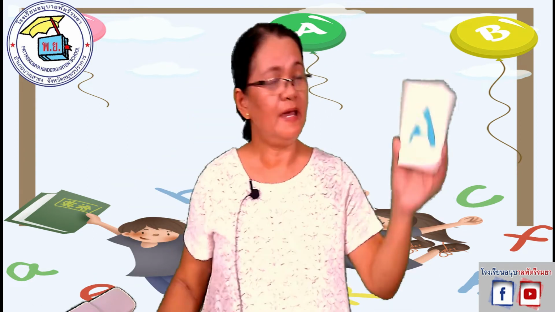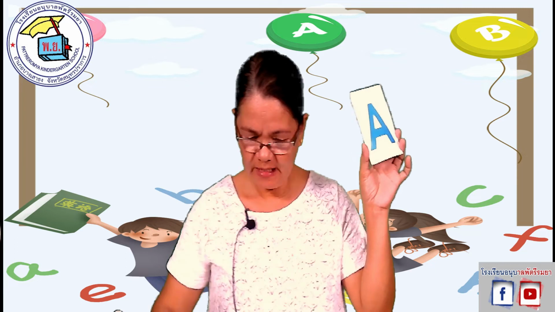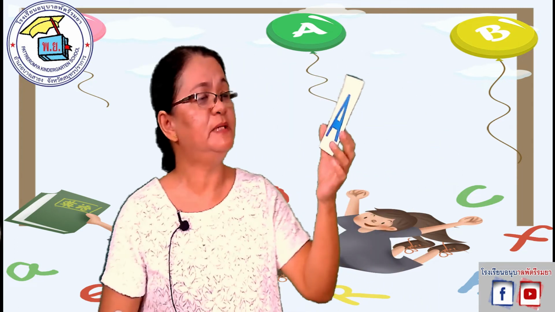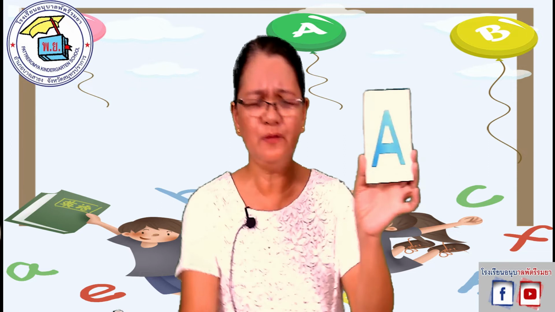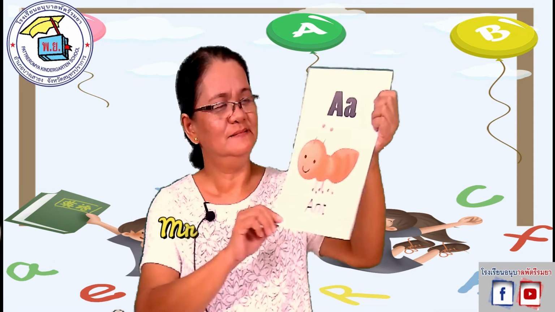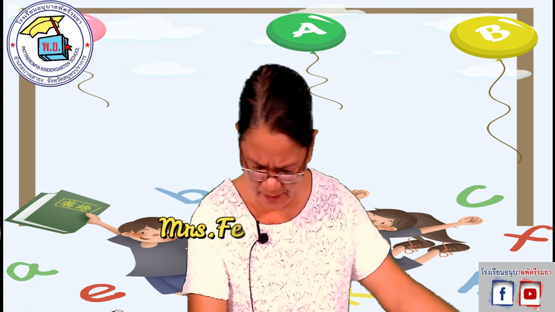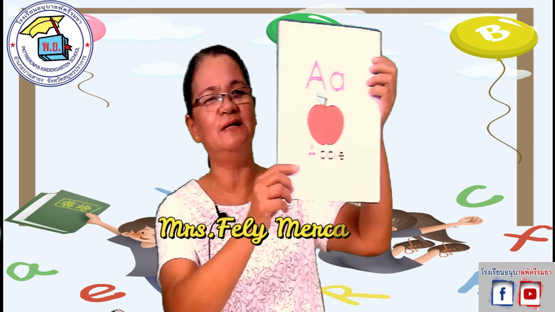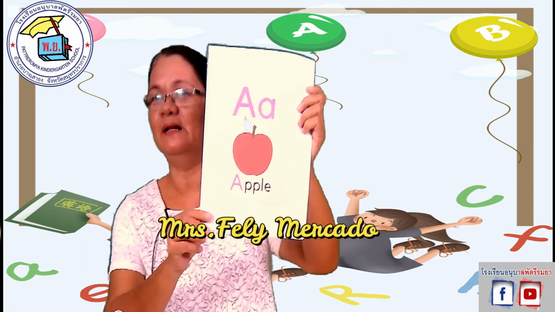Okay. Let's go to our first letter, letter A. Do you think what are the objects or animals that begin with letter A? Can you give me one example? Very good. Your favorite. Again. Apple. Where's the apple? Oh, this is an apple.